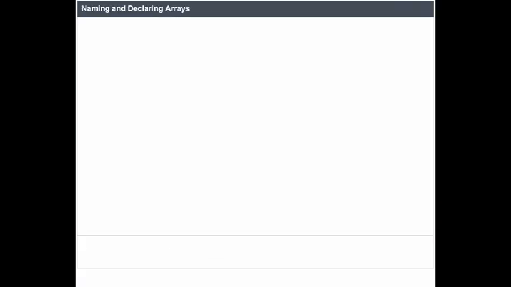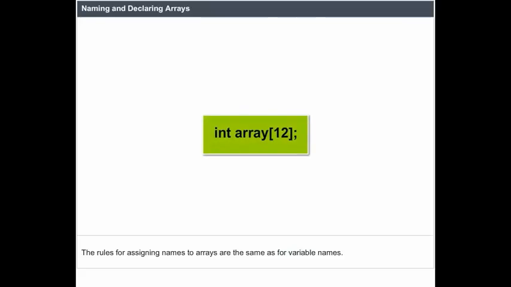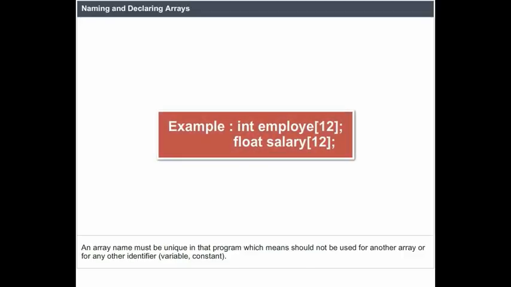Naming and declaring arrays. The rules for assigning names to arrays are the same as for variable names. An array name must be unique in that program, which means it should not be used for another array or for any other identifier, variable, constant.